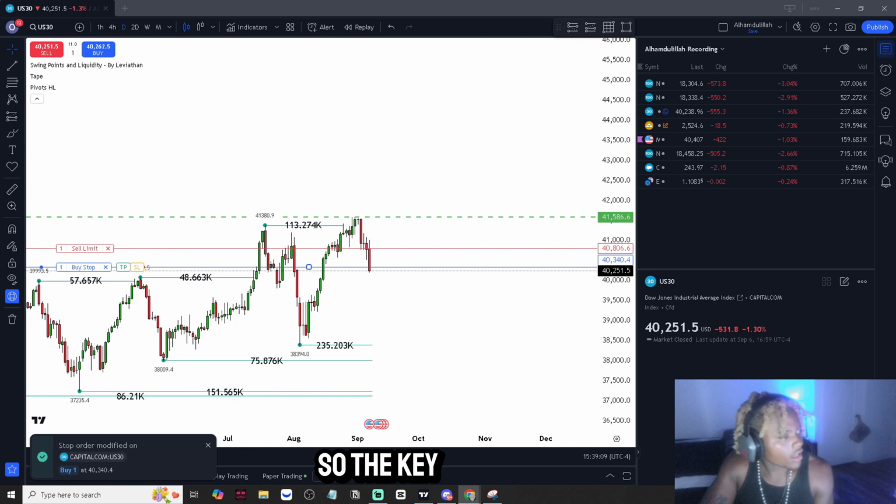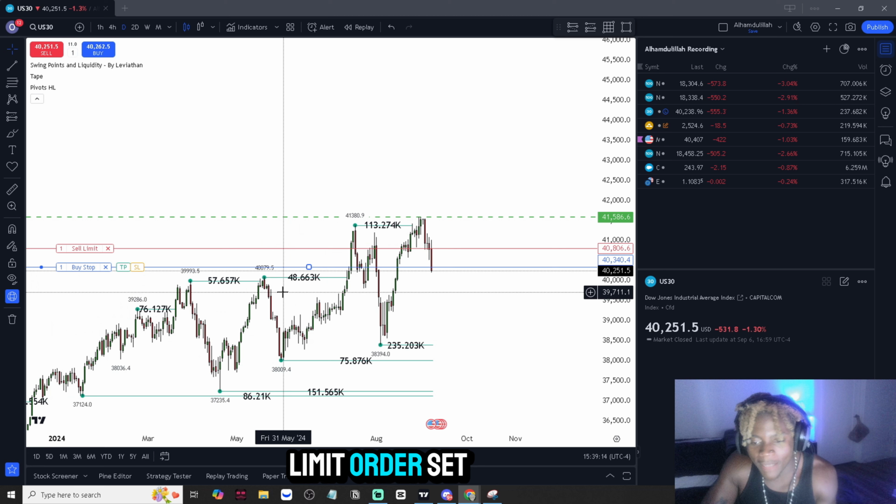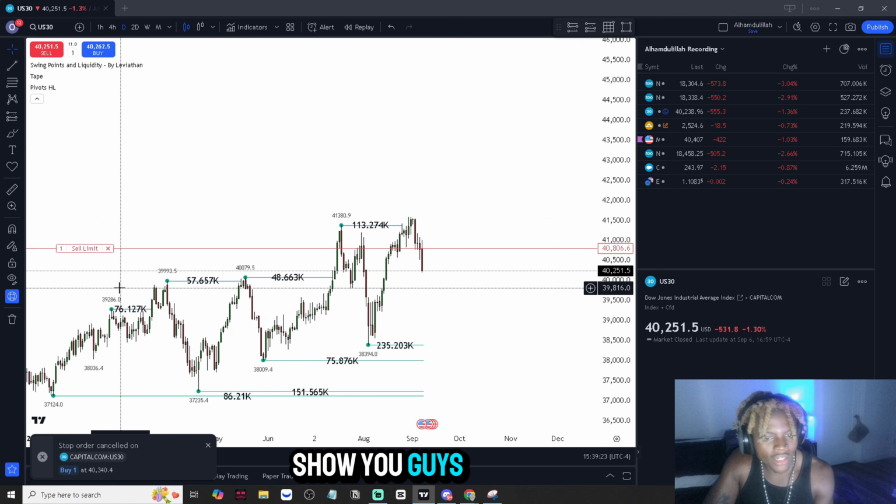So the key differences between the two, once again, is going to be execution speed. You can have limit orders set at any time and they can just go ahead and activate at any time. So you can pretty much pre-plan out a trade. Let me just go ahead and find a trade and show you guys an example here, right?